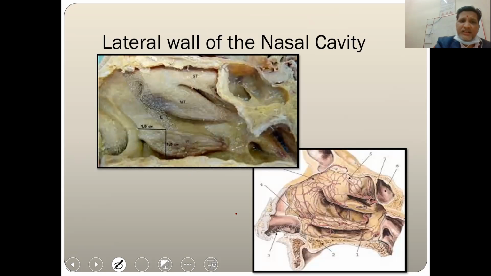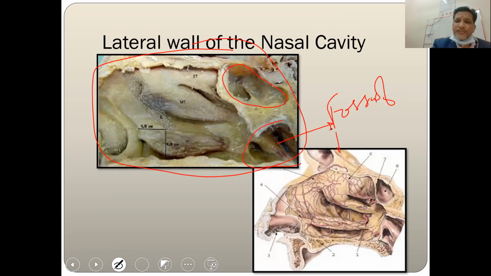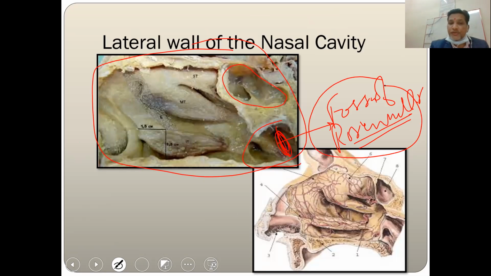So this is the lateral wall of the nasal cavity. Let me orient you first. This is the sphenoid sinus. This is the nasopharynx. This is the fossa of Rosenmuller, which is a very important site for carcinoma of the nasopharynx. This deep recess, present in the posterolateral wall, is called the fossa of Rosenmuller. This groove is called the fossa of Rosenmuller.